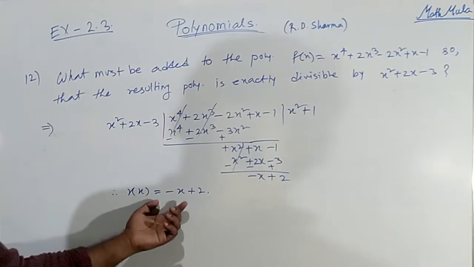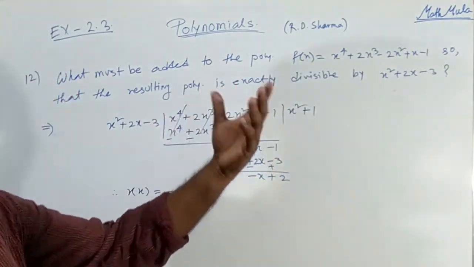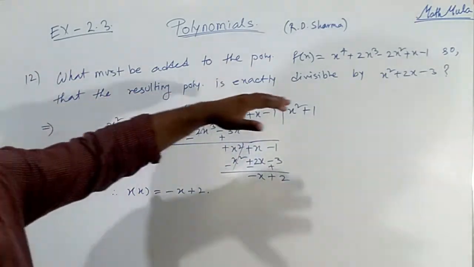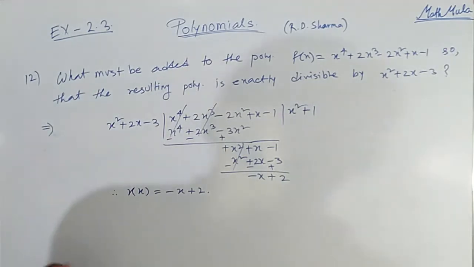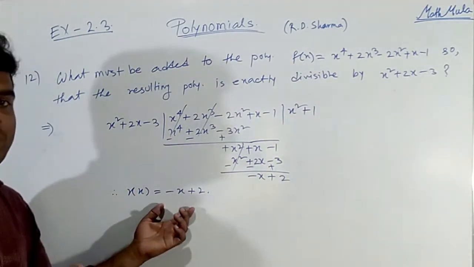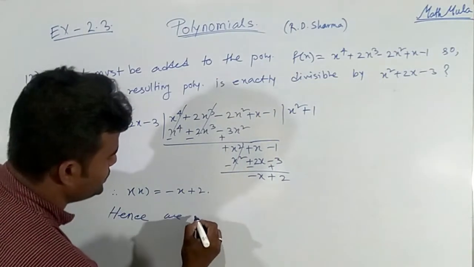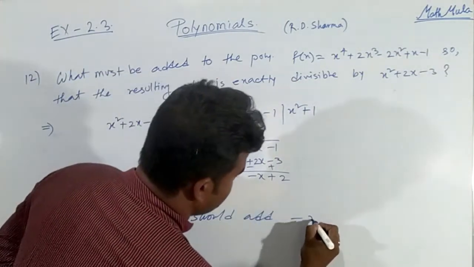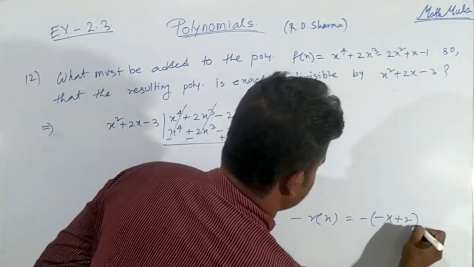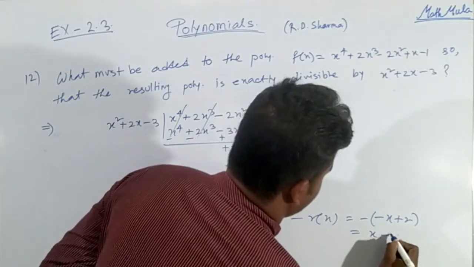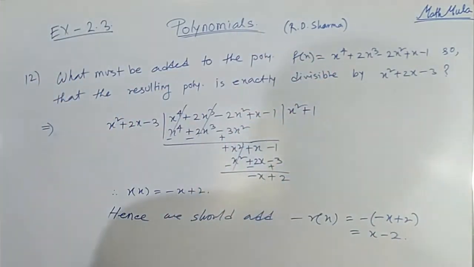Now if we subtract this polynomial from the given polynomial, then the resulting polynomial will be exactly divisible by this divisor. But the question is, what must be added? So we add the negative remainder with this given polynomial. Hence we should add minus of r of x, that is minus of minus x plus 2, which is equal to x minus 2. So we should add x minus 2 with this polynomial. That's it.